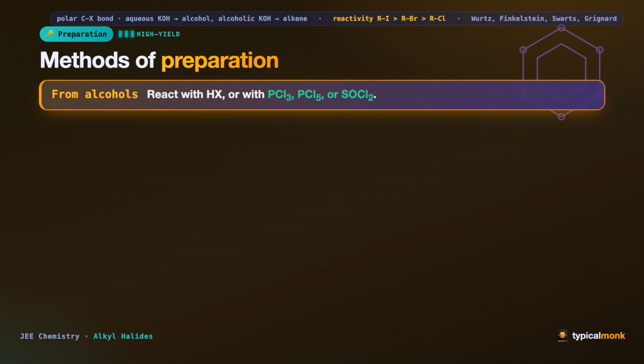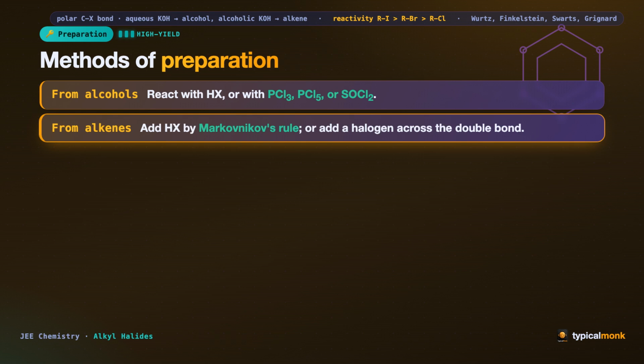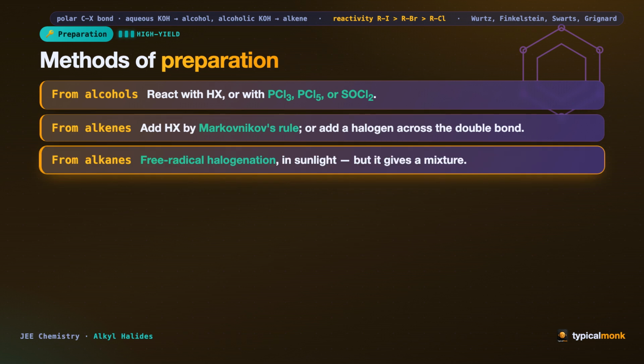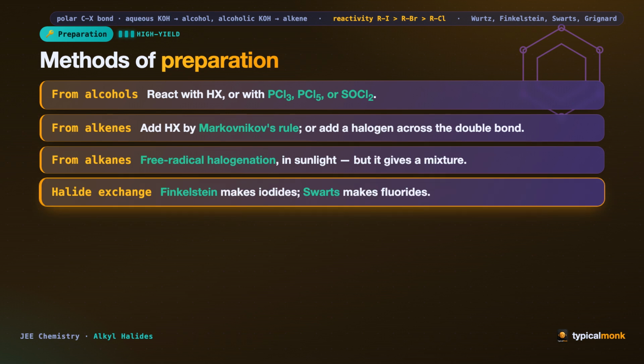Now, how we make an alkyl halide. From alcohols, react with a hydrogen halide or with phosphorus trichloride, phosphorus pentachloride, or thionyl chloride. From alkenes, add a hydrogen halide by Markovnikov's rule or add a halogen across the double bond. From alkanes, free radical halogenation in sunlight, though this gives a mixture. Halide exchange: Finkelstein makes the iodides and Swarts makes the fluorides.